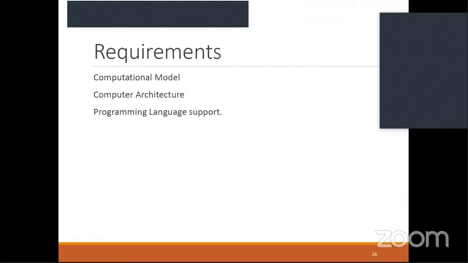But there are three things when you talk of an AI system. We need to have a computational model, a proper computer architecture, and programming language support. When we talk of computational model, a computer works on a program store concept. It was given by von Neumann, and he says that computers can work either in a data flow or a program flow manner. When you say program flow, it means it moves from instruction to instruction. And when you say data flow, as the data becomes available, it starts making decisions.